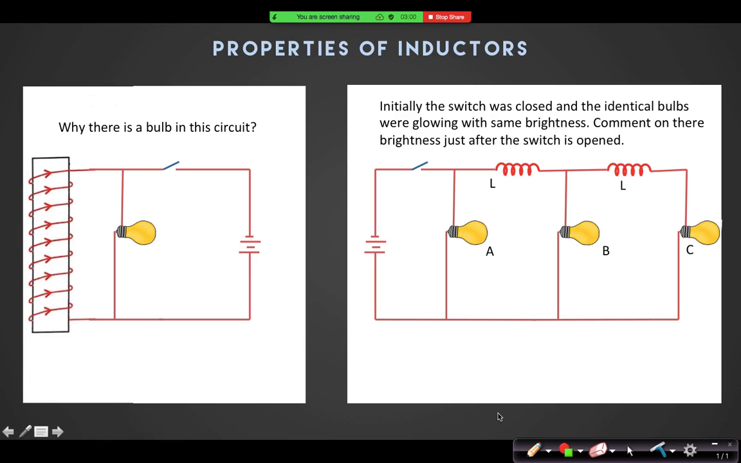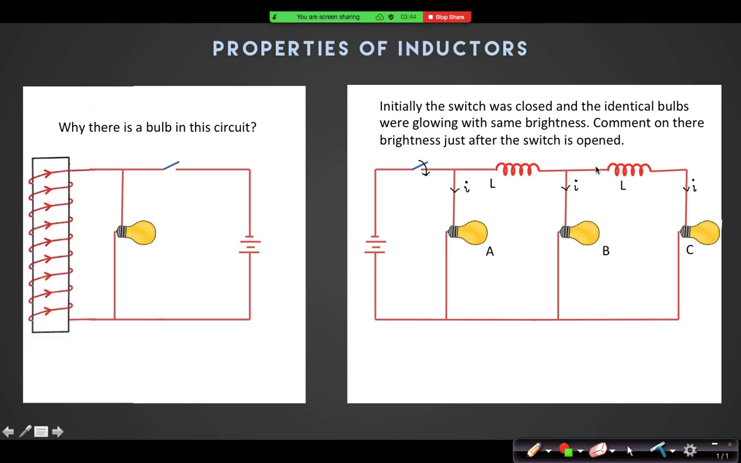But look, initially, all of them were glowing. When I have closed that switch, suppose for a long time, inductors you can treat as a short circuit. So these three resistors are in parallel. Across them the same potential difference arises. So the bulbs will glow with the same brightness. As soon as I open that switch, initially all the resistors will carry the same current. When it was closed, all the resistors carry the same current. Suppose they are carrying current I.